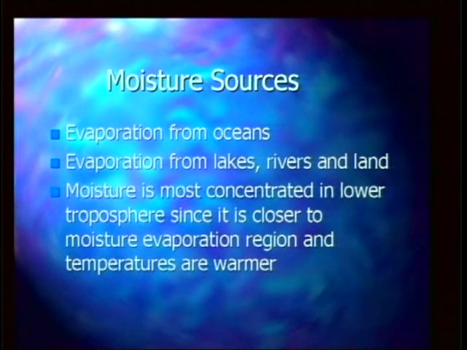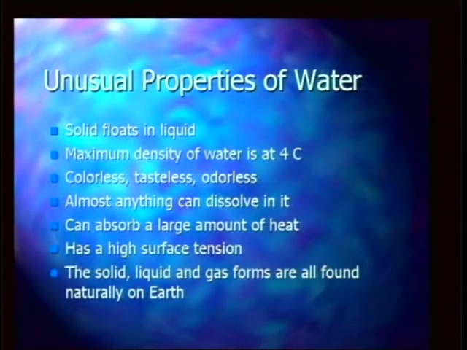Starting off with different moisture sources, much of the moisture in the atmosphere comes from evaporation from the oceans. There's also evaporation from lakes, rivers, and from the land. The moisture in the atmosphere is most concentrated in the lower troposphere, near the surface, since it is closer to the moisture evaporation region and temperatures are warmer. The warmer air has the capacity to have more moisture in it, so if the temperatures are warmer, more moisture can be evaporated into the air. As you go up higher in the atmosphere, it gets colder and colder, and there's not as much moisture in the air.